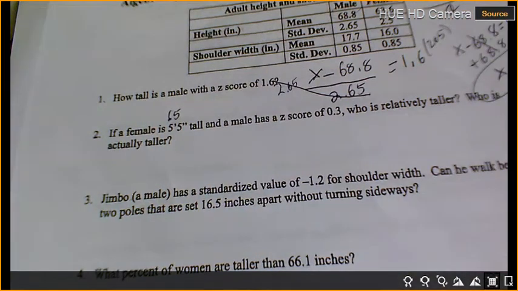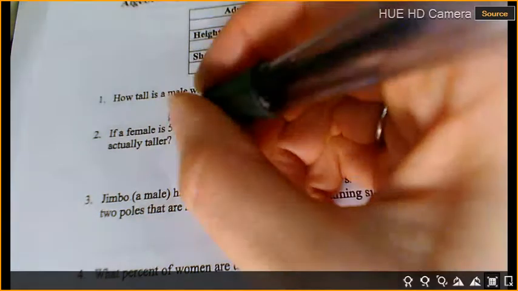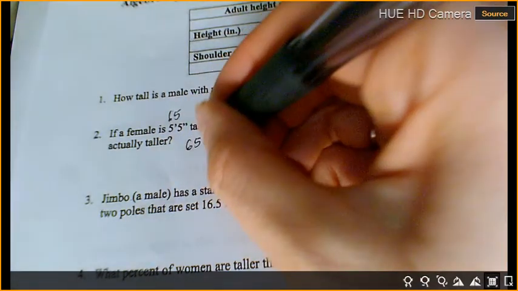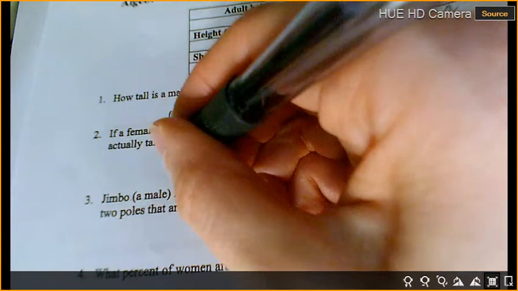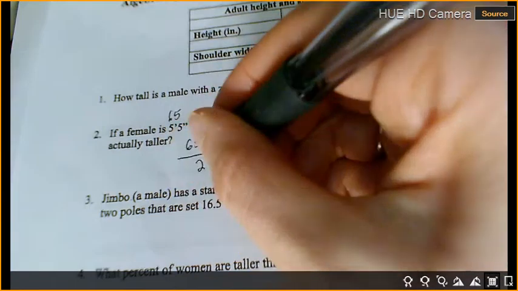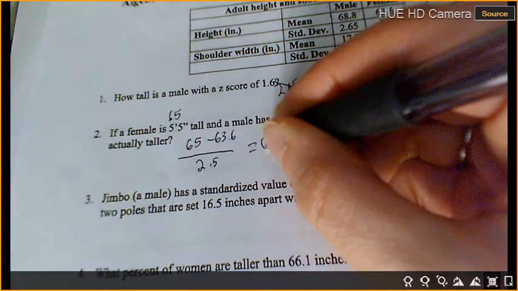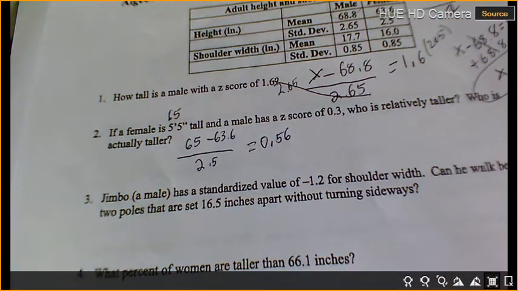So now we need to figure out her z-score, and we're going to have to figure out the guy's height because we have his z-score. So we're going to take her height, 65, minus the average for a female, which is 63.6, divide that by the standard deviation for girls, which is 2.5. So 65 is the x now. Yes, and you would use female. And I get the z-score is 0.56.